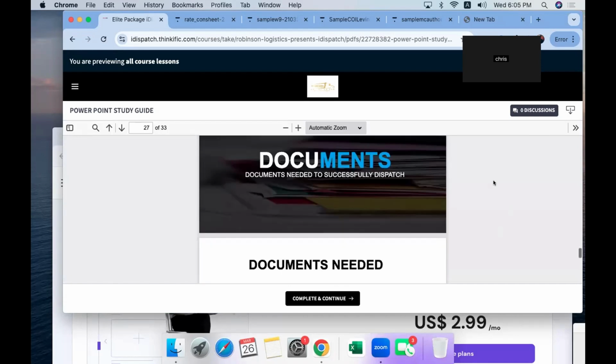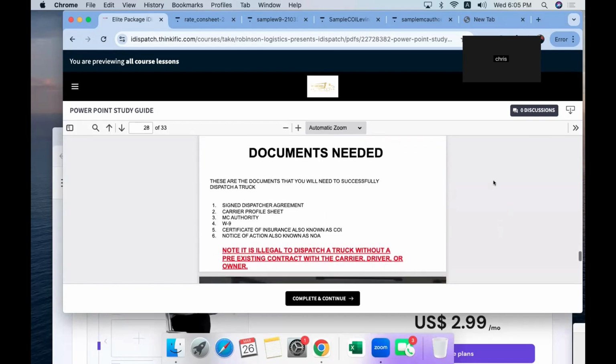All right, so let's go through here. I'm going to go ahead and give it to you right now. Documents needed. These are the documents that you need to successfully dispatch the truck. You're going to need that signed dispatch agreement. Just remember that if you do not have a signed dispatcher agreement, you are dispatching illegally. Okay, we don't need that.